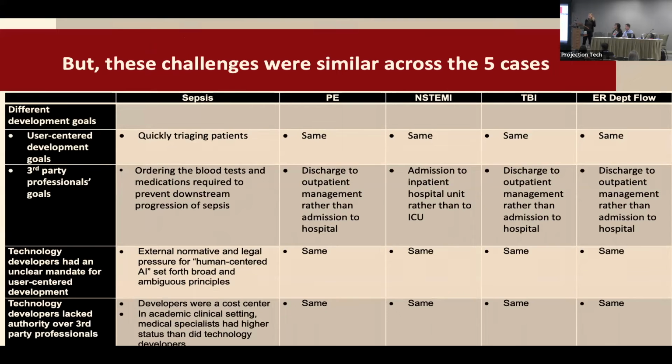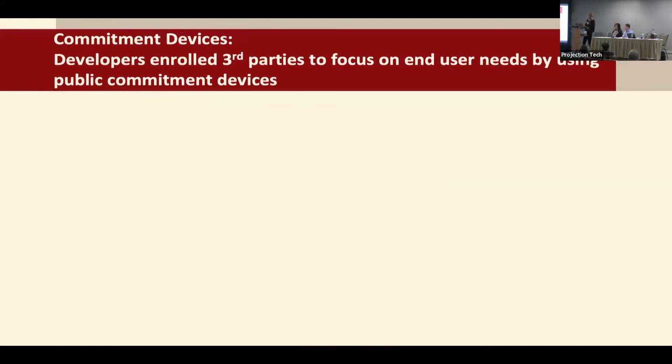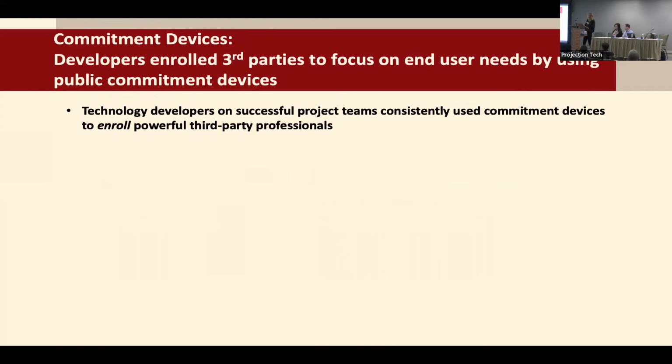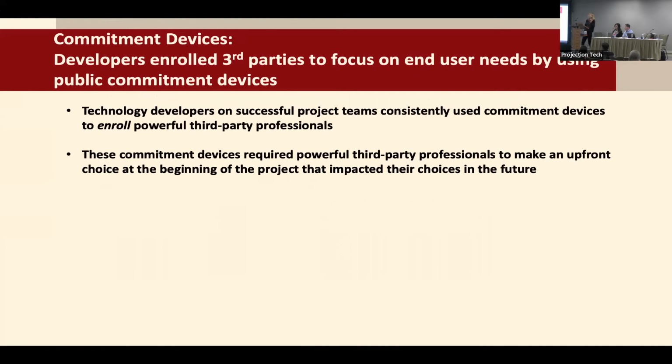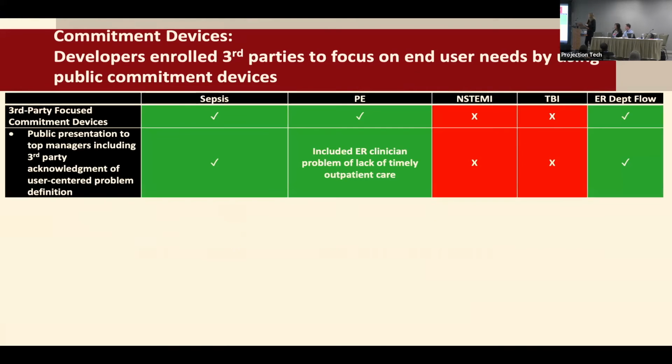So yes, this is all interesting, but that's still not the key thing that explained the difference. What did? Something I'm calling power sharing artifacts, and there were 3 kinds: commitment devices, material scripts, and penalty devices. Commitment devices are things where they require the third parties to make an upfront commitment, and I'll tell you in a minute an example of this. But the idea is that they make a public commitment and then they feel obligated to respect end user needs later.